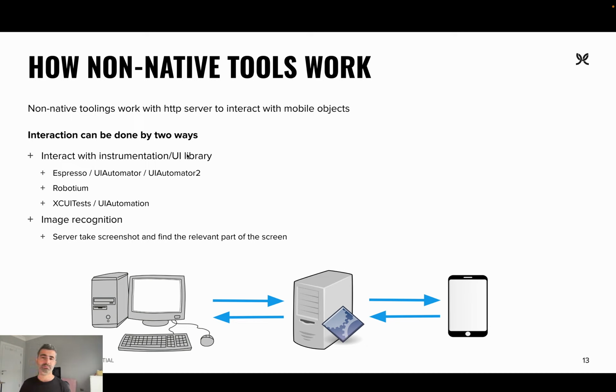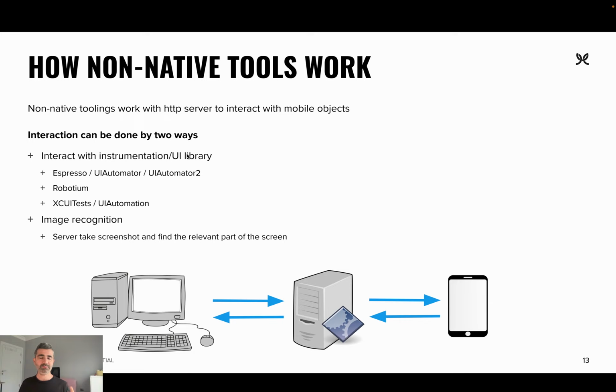Okay, let's talk about how non-native toolings work. I just defined it. Let's go deep into the architecture. So basically, there should be an HTTP server in between your application and your automation client to convert automation commands into understandable application commands. So interaction can be done in two ways.